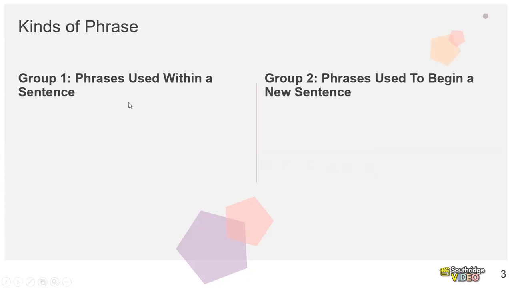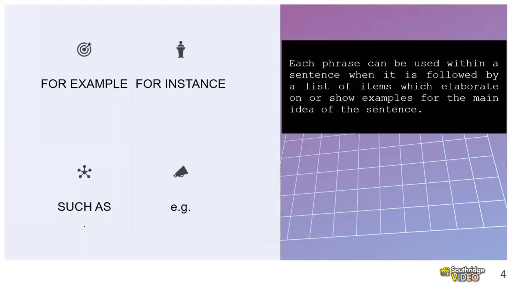Those phrases can be used in the middle of the sentence, or we call within a sentence, di tengah-tengah kalimat. And also we can use that in the beginning of the new sentence, permulaan awal kalimat baru. Understand? Here, for example, for instance, such as, and e.g. Each phrase can be used within a sentence when it is followed by a list of items which elaborate or show example for the main idea of the sentence.